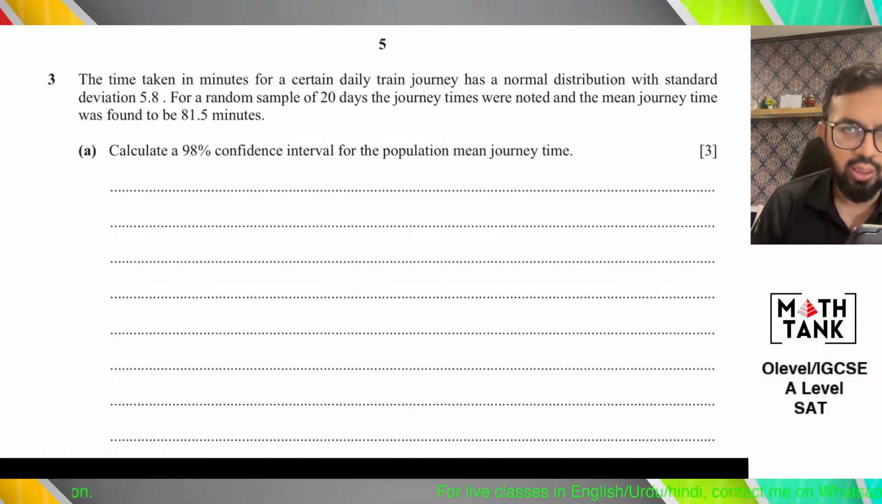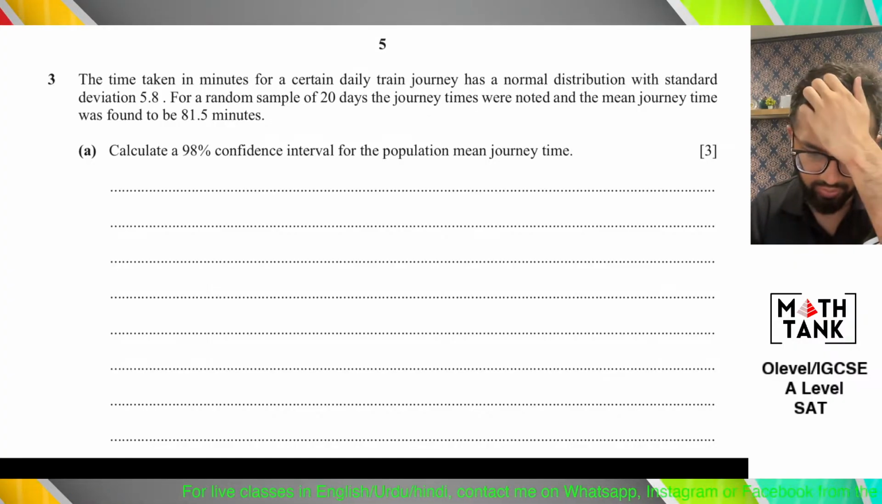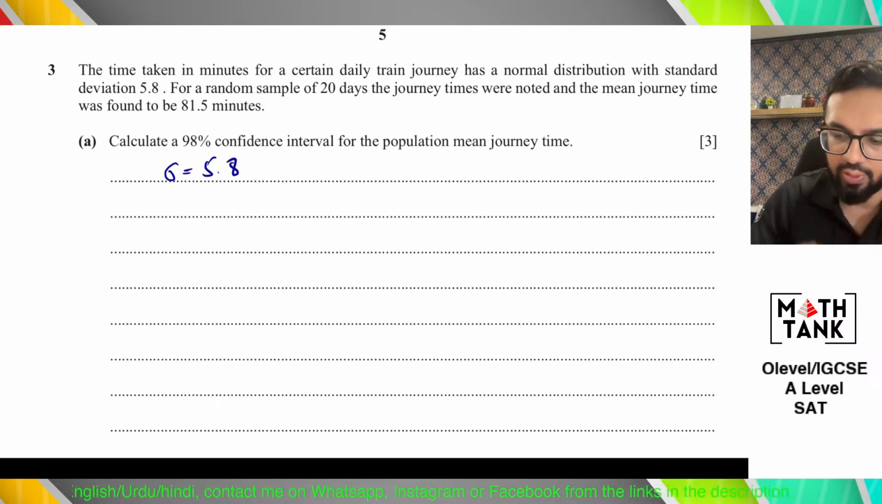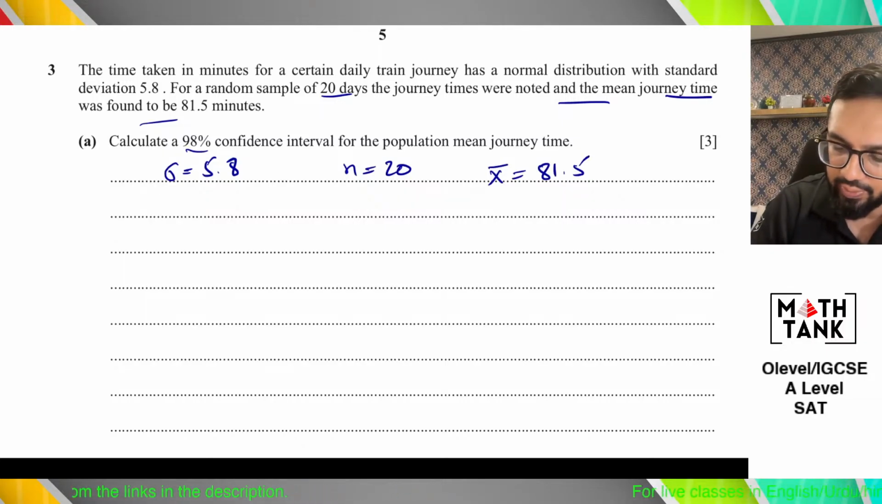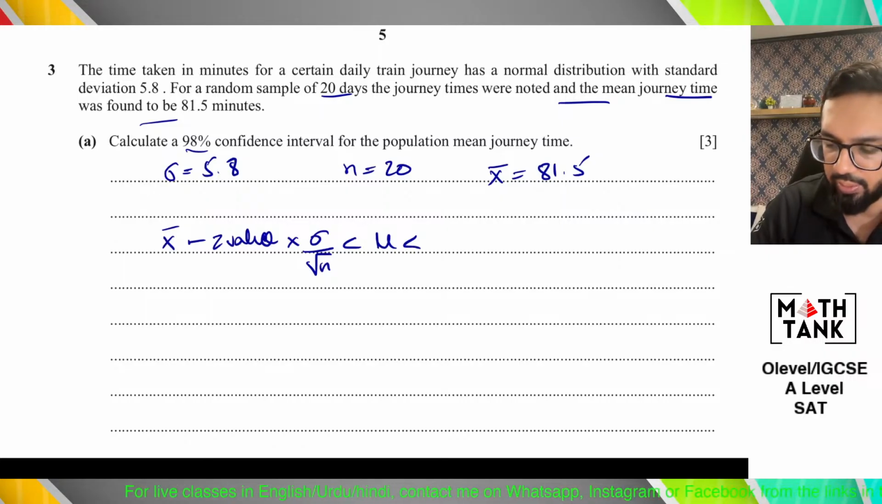Question number 3. The times taken in minutes for a certain daily train journey have a normal distribution with standard deviation 5.8. For a random sample of 20 days, the journey times were noted and the mean journey time was found to be 81.5. For a 98% confidence interval, that means x bar minus z value times sigma over root n is less than mu, less than x bar plus z value times sigma over root n.